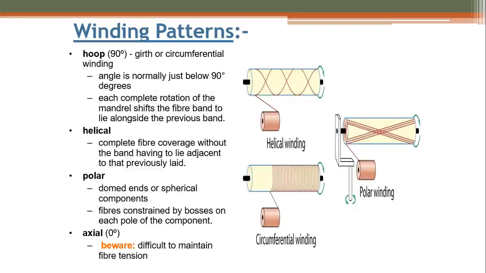Next one is the helical winding. Helical winding gives complete fiber coverage, with each band laid adjacent to the one previously laid. You can see the helical winding in the picture. The next one is the polar winding, which is fixed on the ends of the component. The fibers are constrained by the bosses at each pole of the component. These are called the bosses.